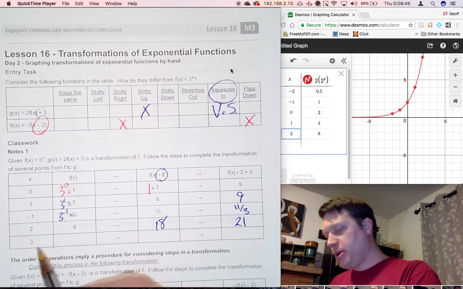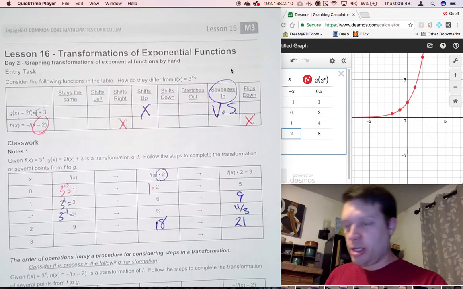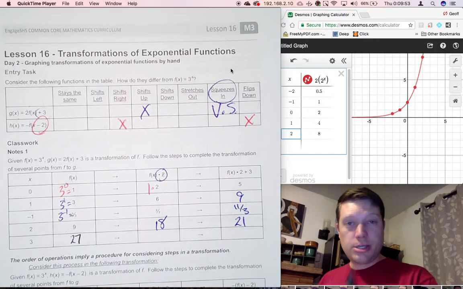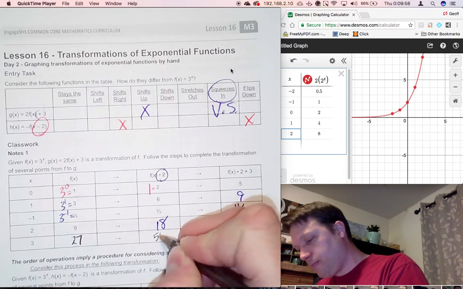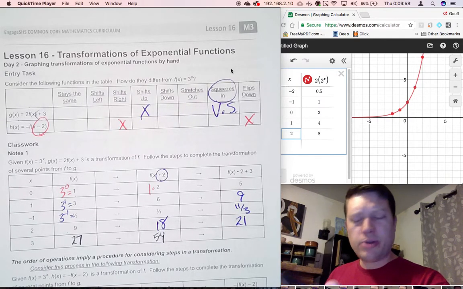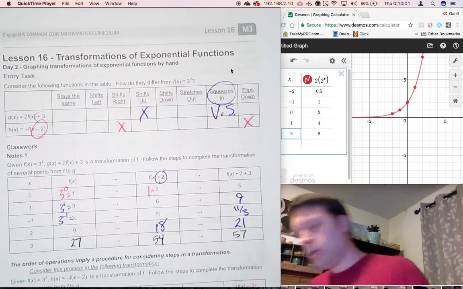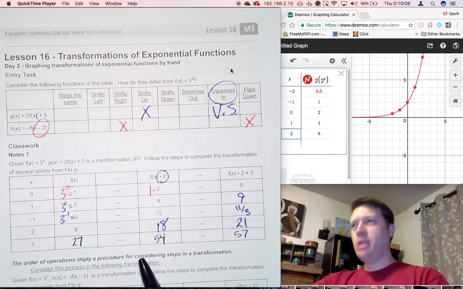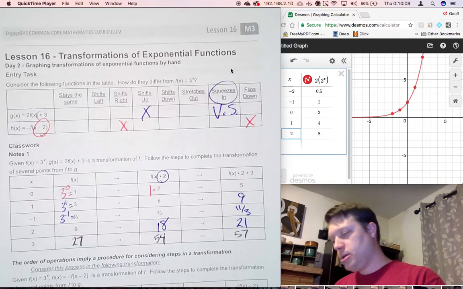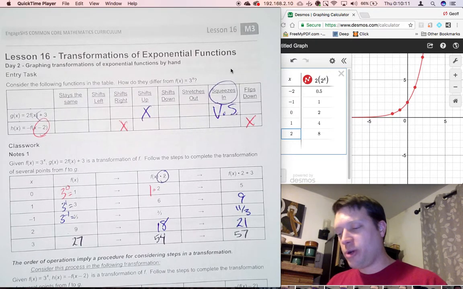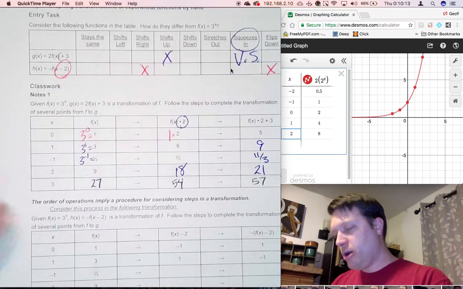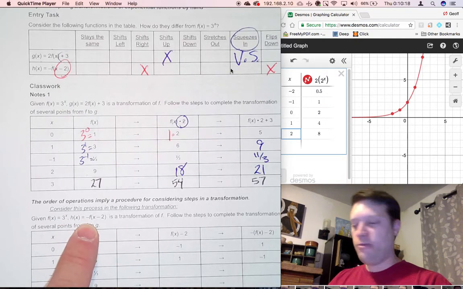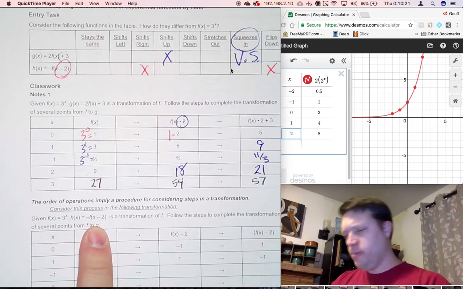Change color. 3 to the 3rd. Do you know 3 to the 3rd? You should. It's 27. Then we're going to double it. Do you know 27 times 2? You should. It's 54. Then we're going to add 3. Do you know 54 plus 3? You should. It's 57. So the reason for this table is just to show you what happens first, then what happens next, and so on. The order of operations implies a procedure for considering steps in a transformation. So if we say that we have 3 to the x goes to negative of 3 to the x minus 2.